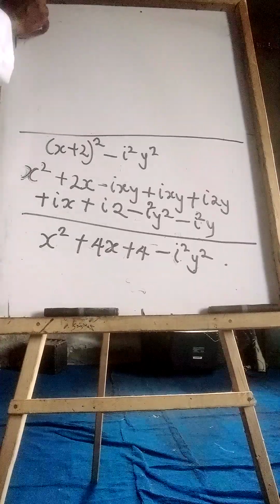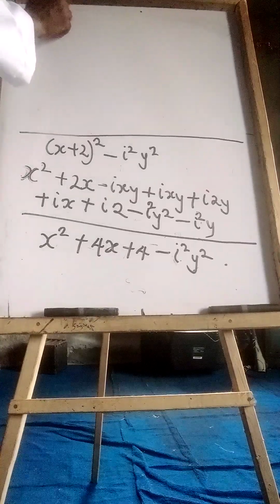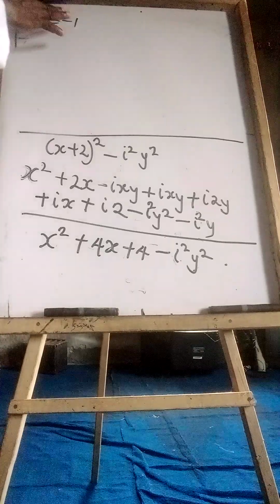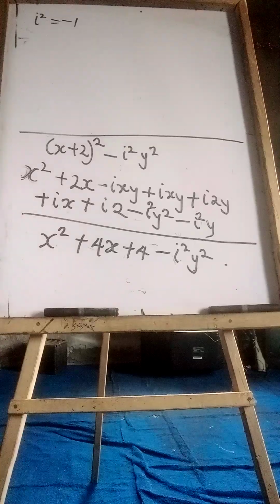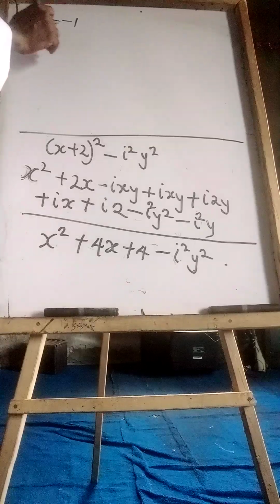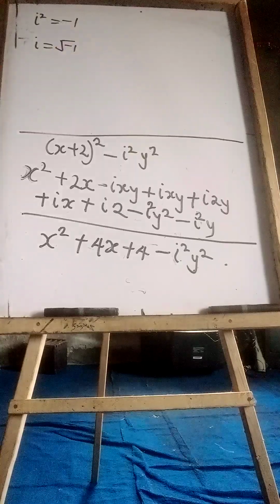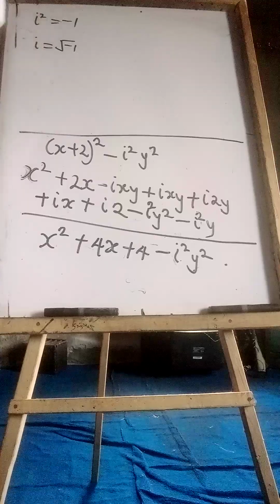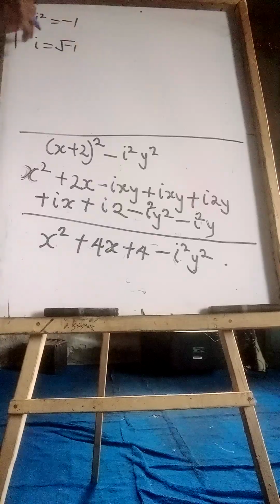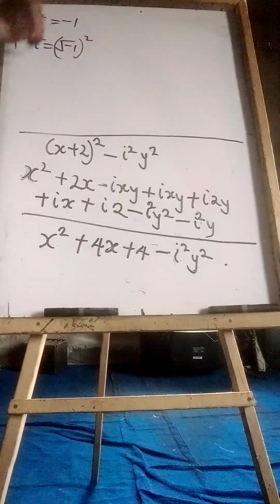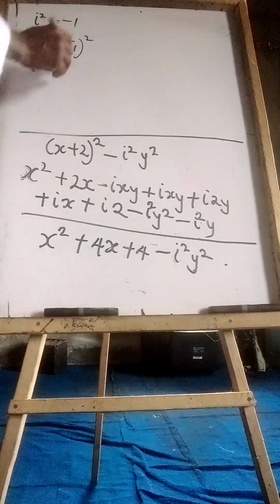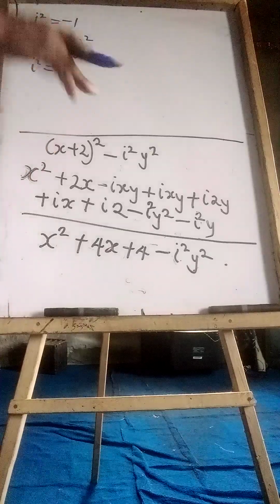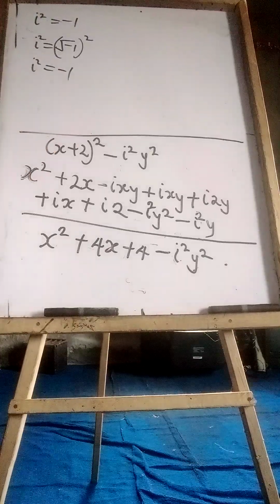Anywhere you see i squared, it means minus 1. This was introduced by Euler, that i is equal to square root of minus 1. So let's take note of that. If i is square root of minus 1, that means squaring both sides, i squared will be minus 1. So anywhere we arrive at i squared, it becomes negative 1. So let's take note of that.